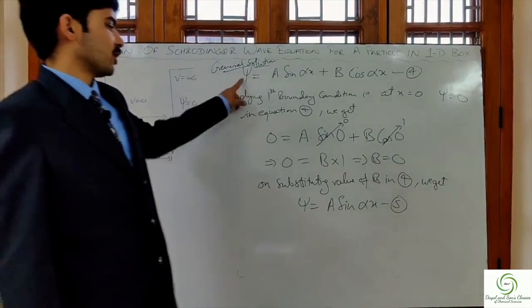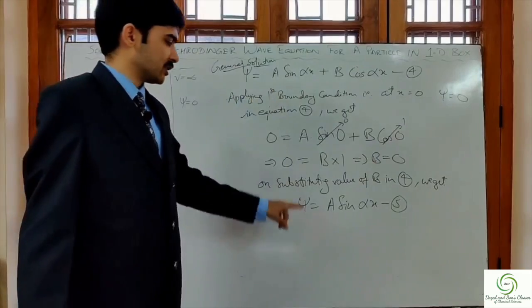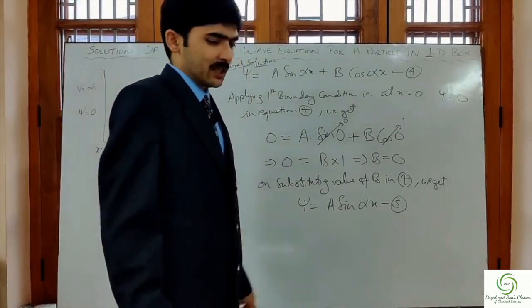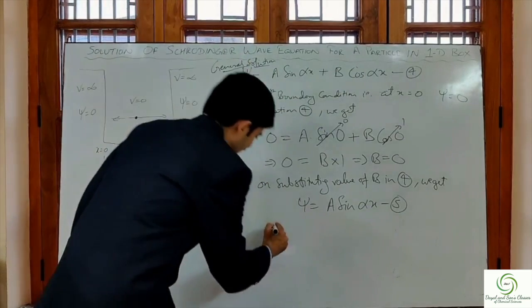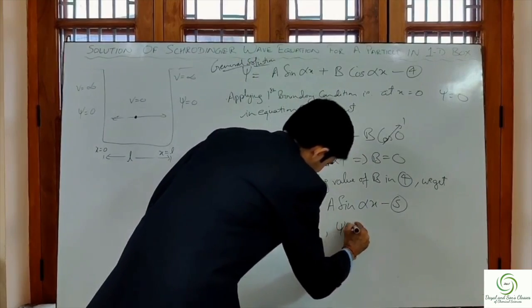So we get b equal to 0, and now our wave function is reduced to psi is equal to a sine alpha x. Now we apply the second boundary condition. What was that? At x equal to L, psi is equal to 0.